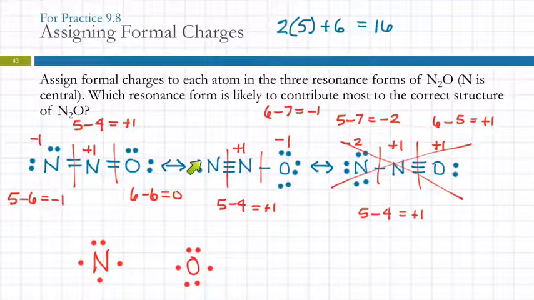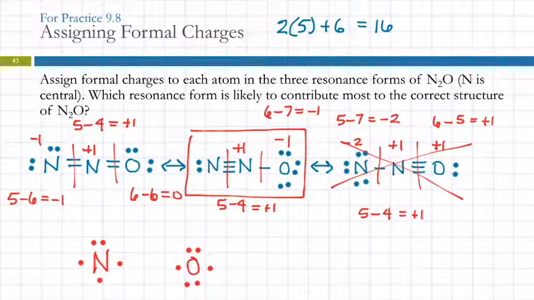And then how do we choose between these two? This is where we use the idea that if there's a negative formal charge, it's going to be more stable if it's on the more electronegative atom. Which is more electronegative, oxygen or nitrogen? Oxygen. So here, the negative formal charge is on the oxygen. That tells me that this is the most stable resonance form. You want the negative charge on the more electronegative, yeah.